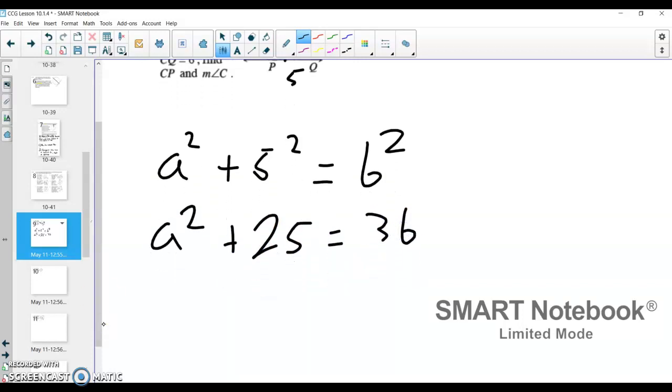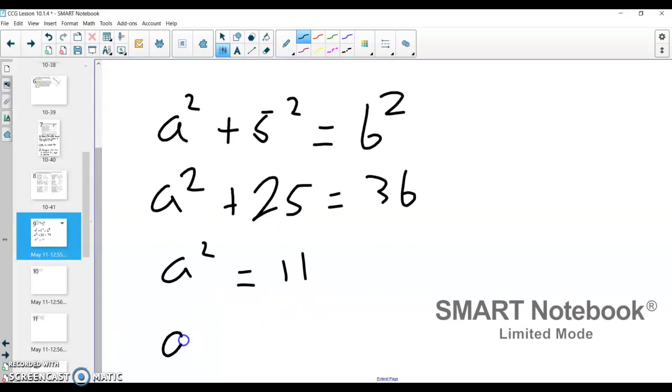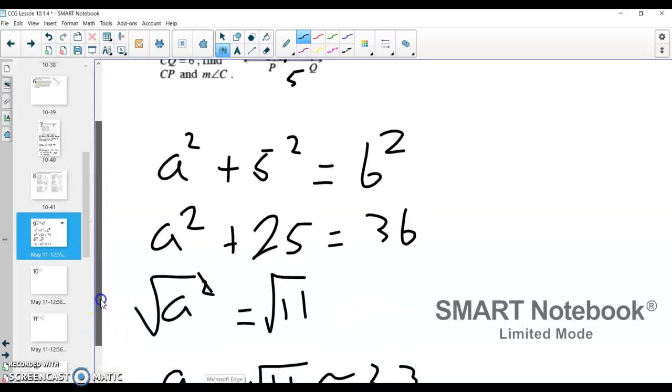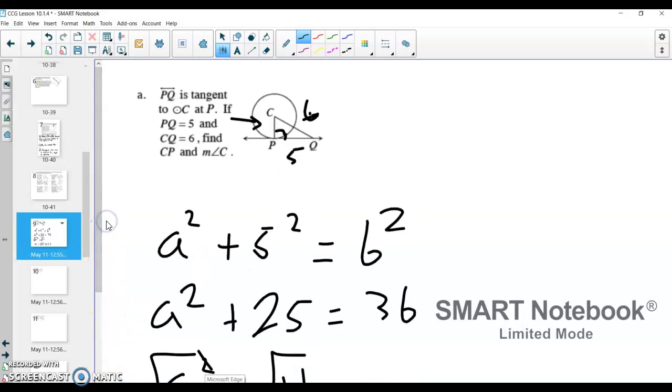I then can subtract over here and I can get a squared equals 11. And to get rid of a square, you always use a square root. And so a equals the square root of 11. That square root of 11 as a decimal, I believe, is approximately 3.3, but I'm okay with the square root of 11 there too. All right, to keep moving, the next part we wanted to find the measure of angle C.